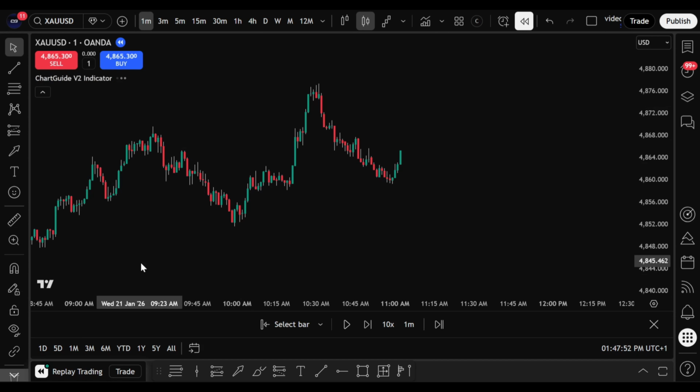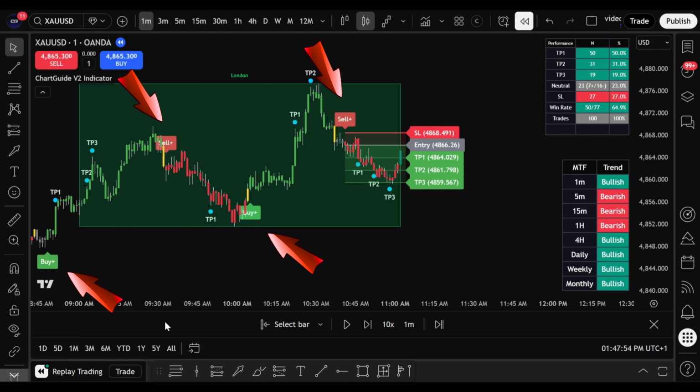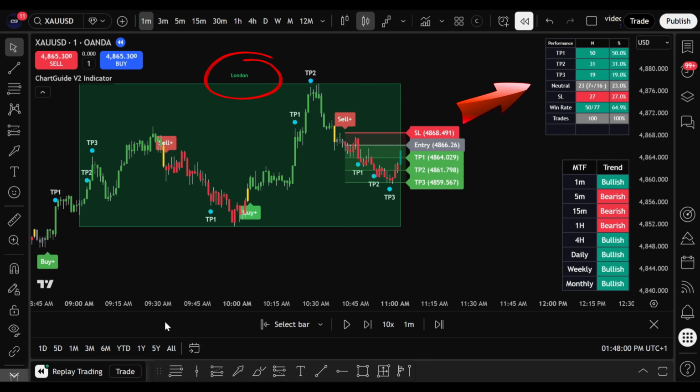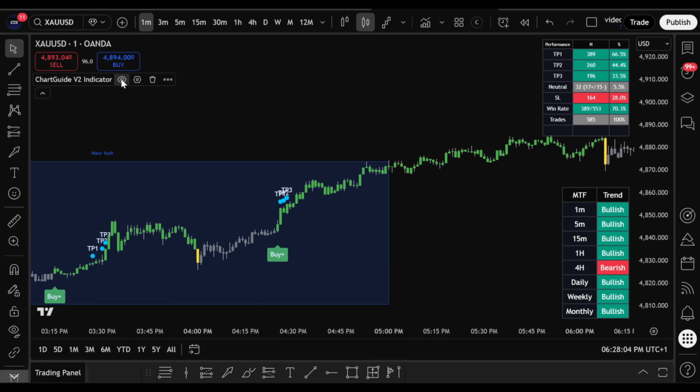ChartGuide V2 is built to simplify that. It gives you a clear signal, it shows your trade levels on the chart, and it also gives you tools like sessions, market structure, multi-time frame trend, and a performance table so you can actually see what's working. So yeah, let's jump in. So let's hop into the settings.